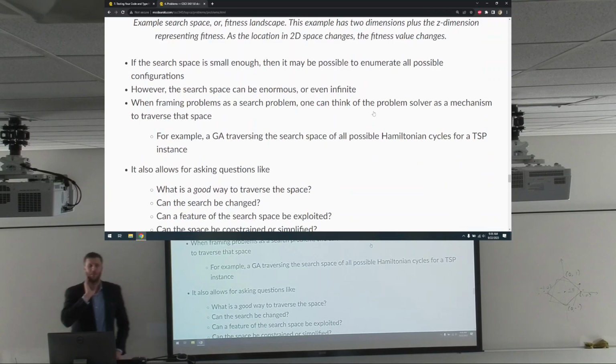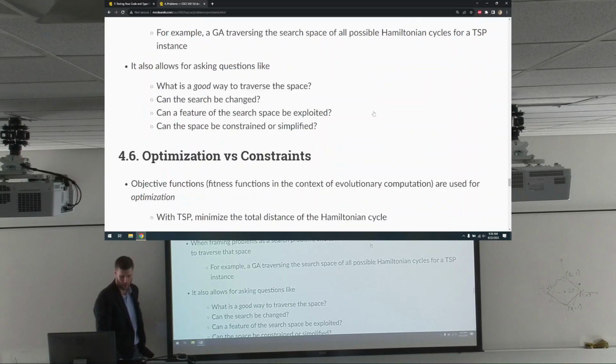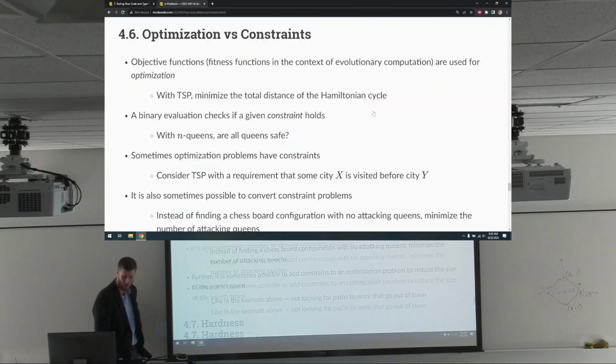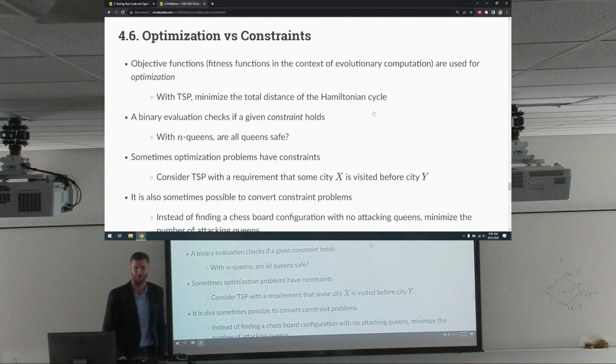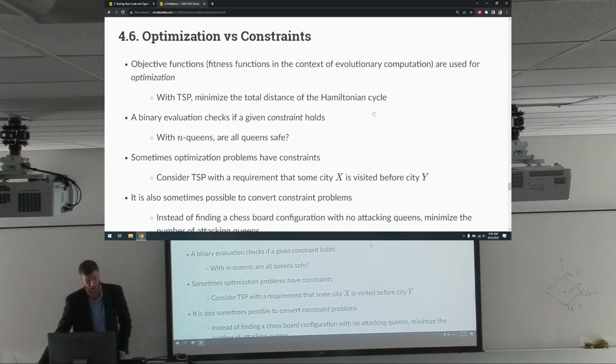Now, if the search space is small enough, it's possible to enumerate all possible solutions. But with TSP, we've got an issue. There are a lot of possible solutions. And although the algorithm for finding the best solution is simple, it isn't finishing in another lifetime of the universe if you hit run today. It's not going to happen.